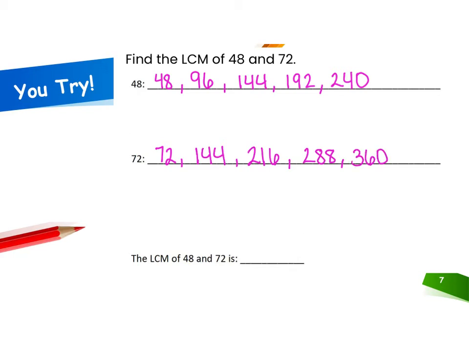Next, we will look for any common multiples. I see that 144 is a common multiple of both numbers. This is the only common multiple I see, so it is my least common multiple.